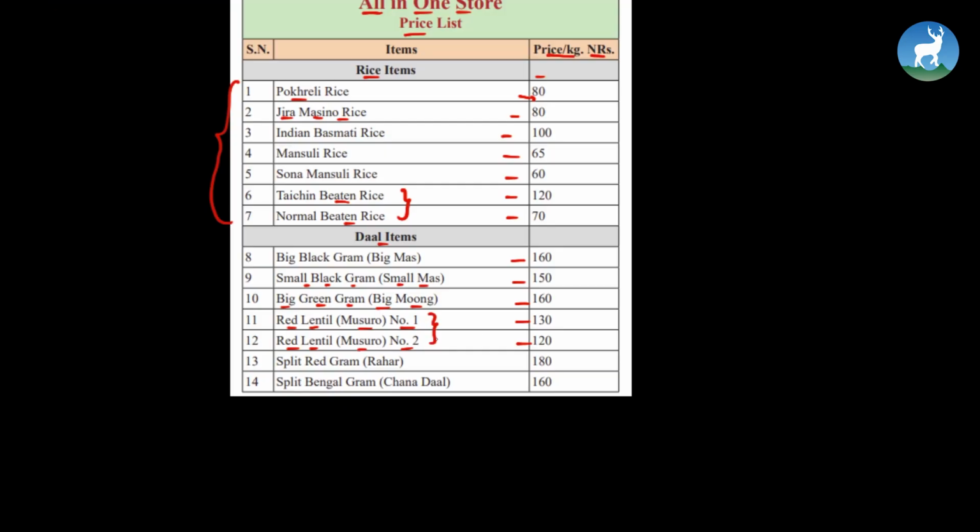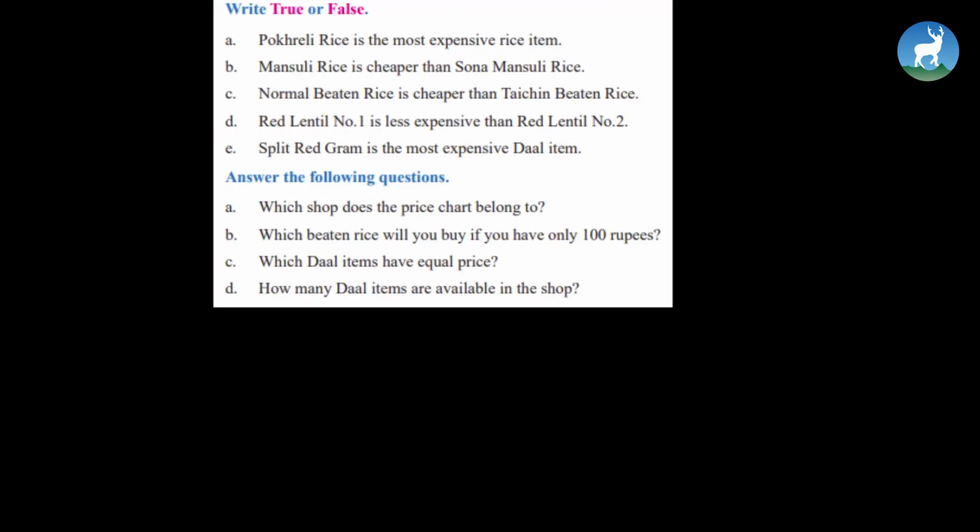2 different variations of red lentils, right? Split red gram, rahar, 180 rupees per kg. Split Bengal gram, chana dal, 160 rupees per kg. So here are 7 different varieties of dal items mentioned. Based on the text and the prices given, try doing true or false on your own. Let's try solving the answers to the given questions.